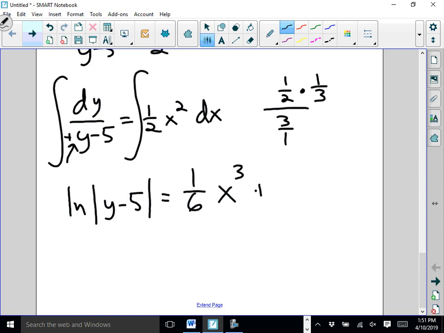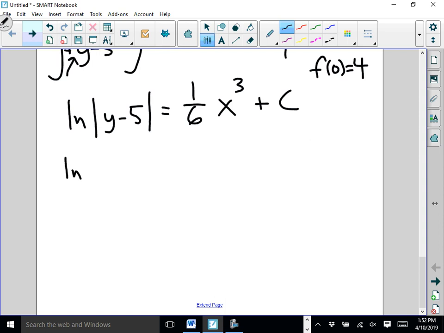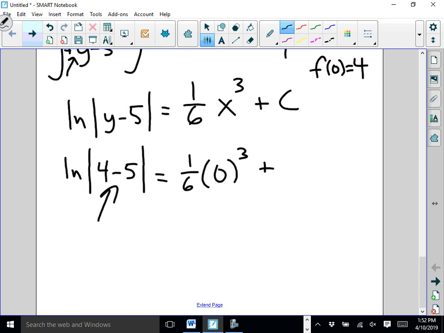Okay. Next, my point was f of 0 equals 4, I believe. Yep. So I'm going to go ahead and plug in 0 for x and 4 for y. So I get natural log absolute value 4 minus 5. This should be sounding some alarm bells in your head. Okay? Equals 1/6 0 cubed plus c. Okay? 1/6 of 0 cubed is just 0. So I get c equals, notice when I subtract these, I get -1.